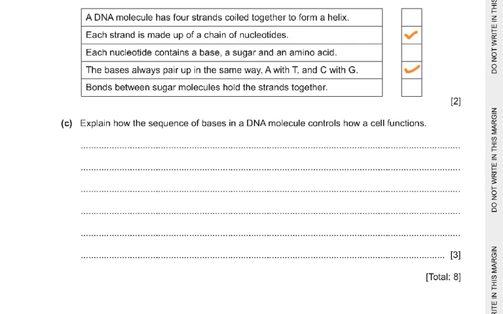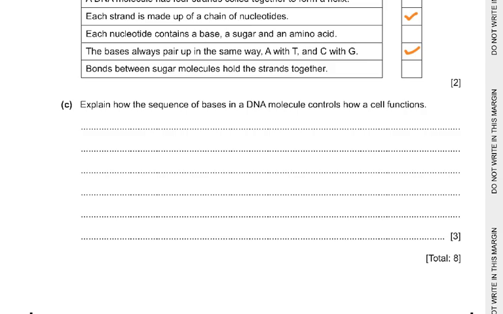Explain how the sequence of bases in a DNA molecule controls how a cell functions. So basically, the DNA codes for proteins by determining the order of amino acids. And the order of amino acids determines the structure or the function of the protein. These proteins may act as enzymes or hormones or hemoglobin. So DNA dictates the sequence of amino acids, and that amino acid sequence then results in the folding.